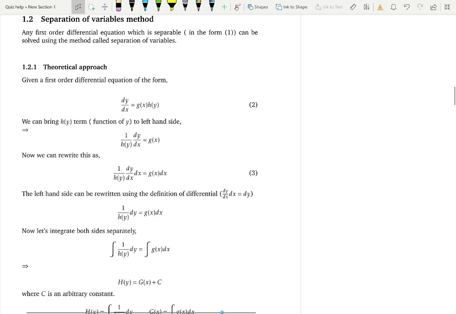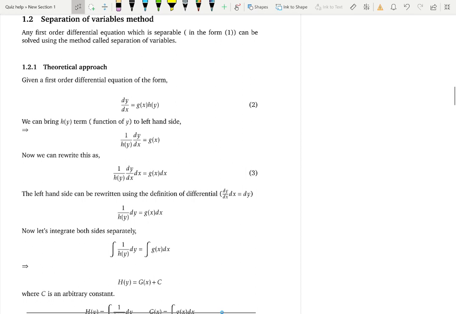Everyone, so in this video we are going to discuss the separation of variables method. We can use this method to solve differential equations if your differential equation is separable, which we learned in the previous video. So what is this method about? The name of the method gives away the approach to solve a differential equation, which is separation of variables.